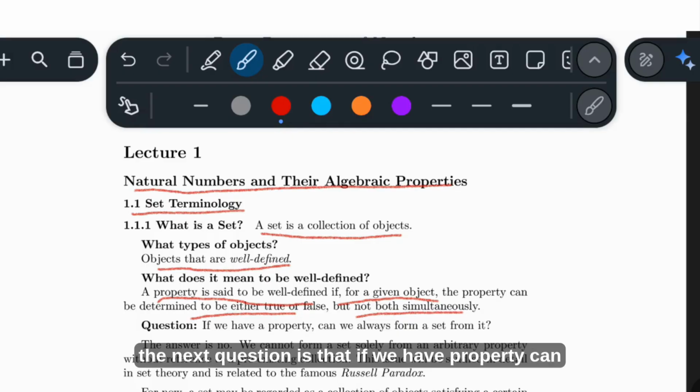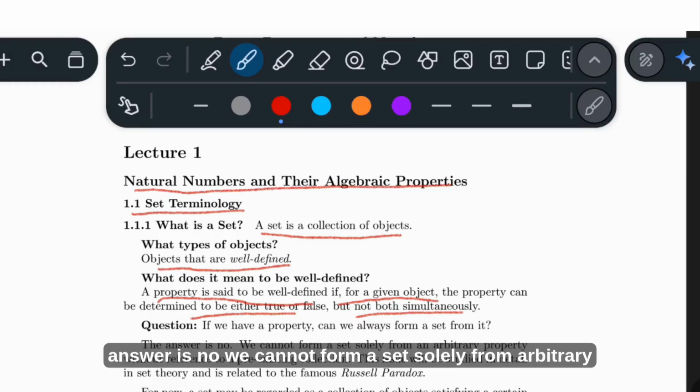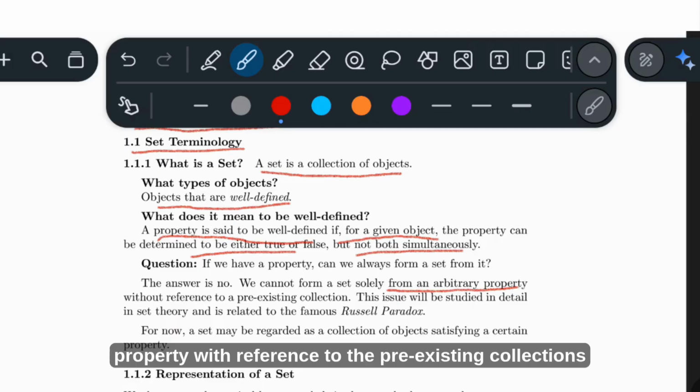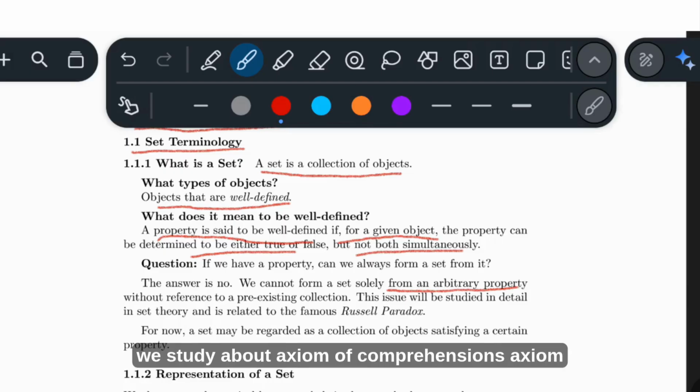So the next question is: if we have a property, can we form a set from it? The answer is no. We cannot form a set solely from an arbitrary property with reference to pre-existing collections. This issue we'll study in detail in set theory, related to the famous Russell paradox, when we study the axiom of comprehension. The axiom of comprehension means that we have a property and we can make any set from that property.